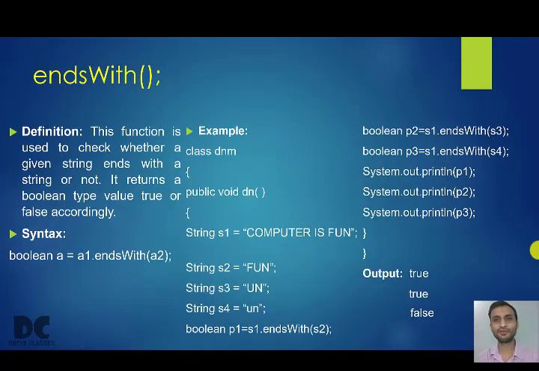So the next string function we have is endsWith. This function is used to check whether a given string ends with a particular string or not. So let us understand with the help of an example. Here this is a sentence, "computer is fun". And we want to check if this sentence ends with the word "fun". Means at the end of the sentence there should be a word called "fun".